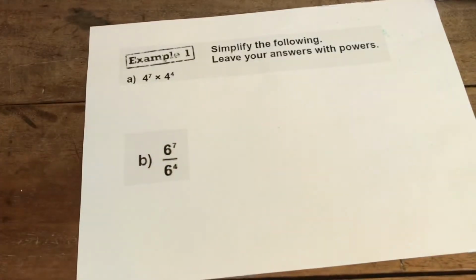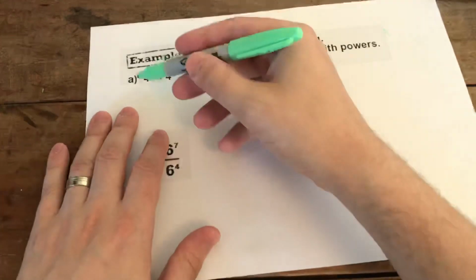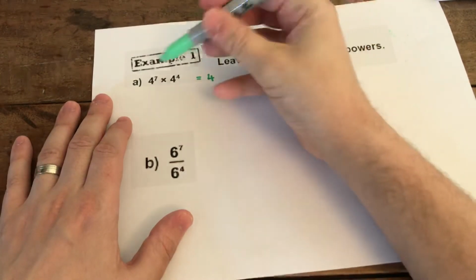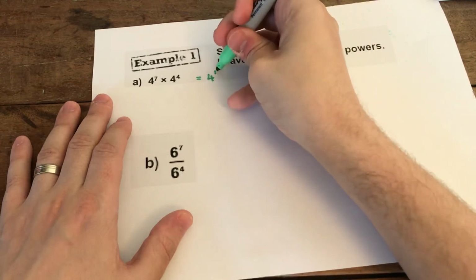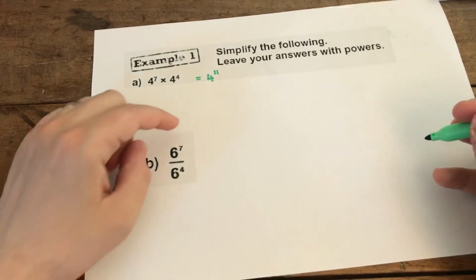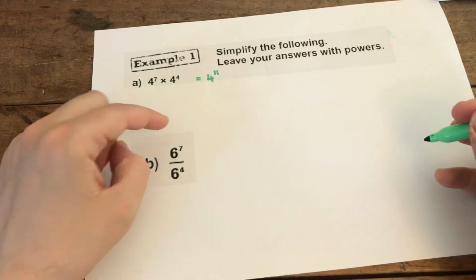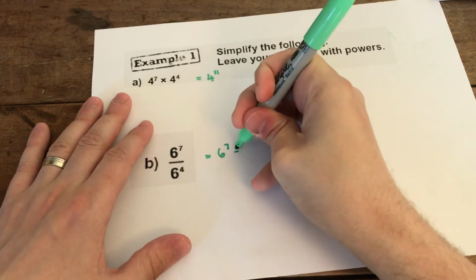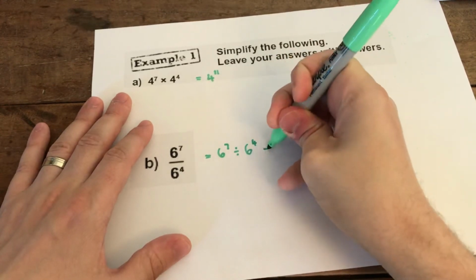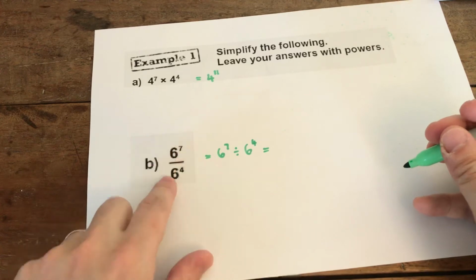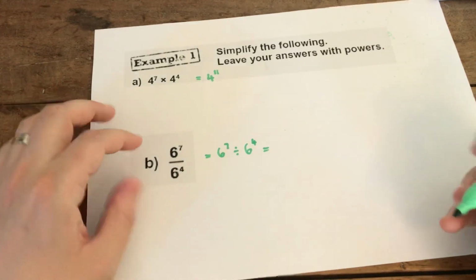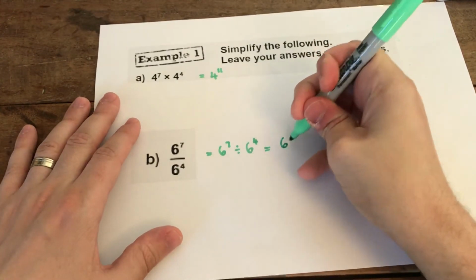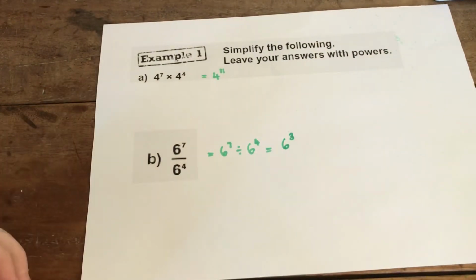So I've got a couple of examples here of us using these. 4 to the power of 7 times 4 to the power of 4. We add our powers together. 7 add 4 gives us 11. Here we have some brackets, a fraction. The thing to be aware of is a fraction is the same as a divide sign. Now you don't have to put that extra step in. I'm just saying that that is the same as that. So we do 7 take away 4, and that gives us 6 to the power of 3.